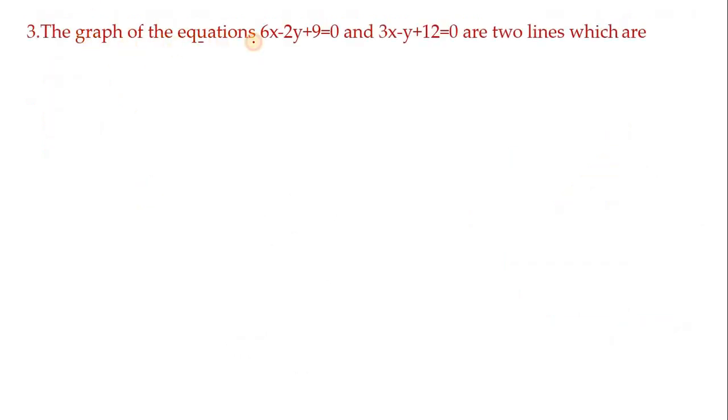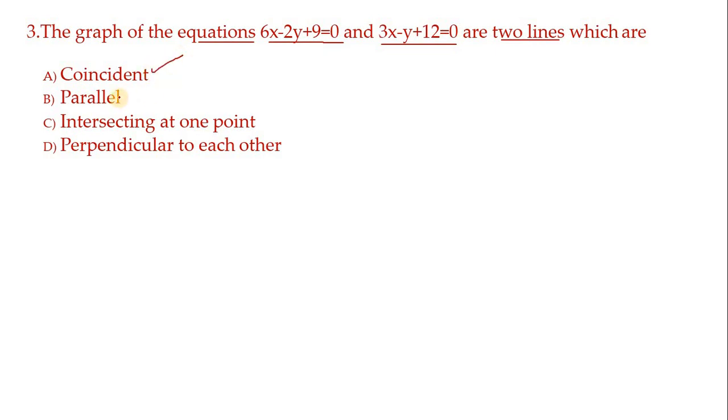The graph of the equations 6x minus 2y plus 9 equals 0 and 3x minus y plus 12 equals 0 are two lines which are: coincident, parallel, intersecting at one point, perpendicular to each other. So this kind of problem will definitely come in the examination, children.